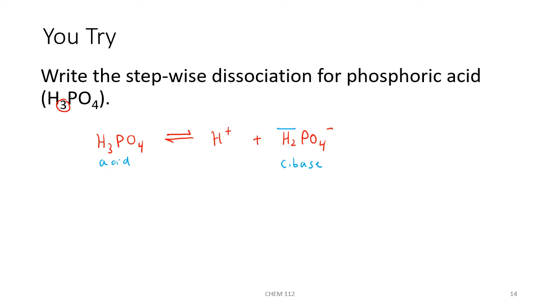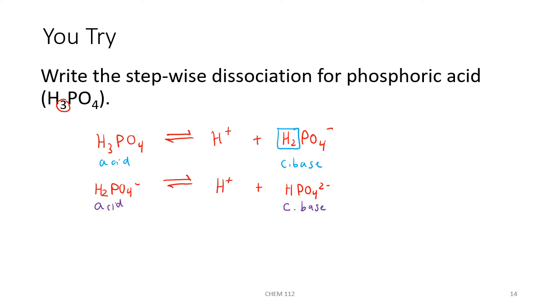Dihydrogen phosphate can also be an acid though, because it has 2 protons that it could lose. So now this next step will be starting with H2PO4 minus, dihydrogen phosphate, dissociating into hydrogen ion, and HPO4 minus, which is the hydrogen phosphate ion. So dihydrogen phosphate could be an acid, and then hydrogen phosphate would be its conjugate base.